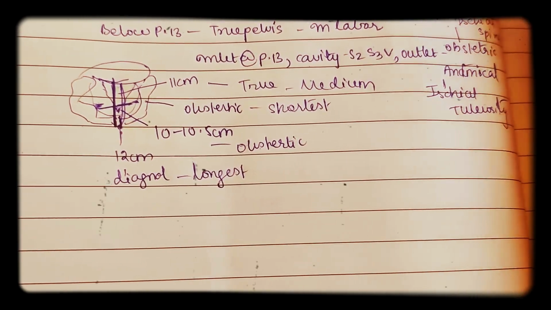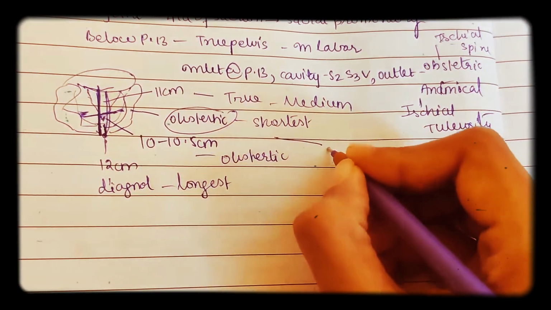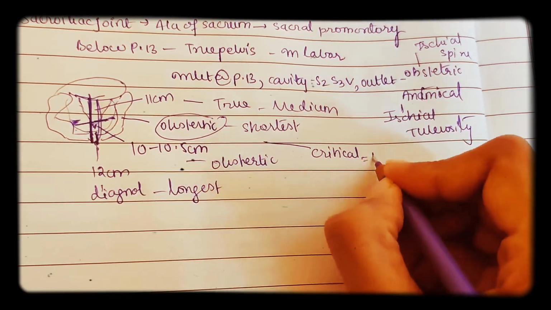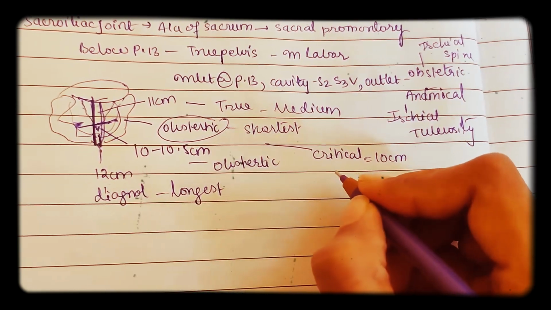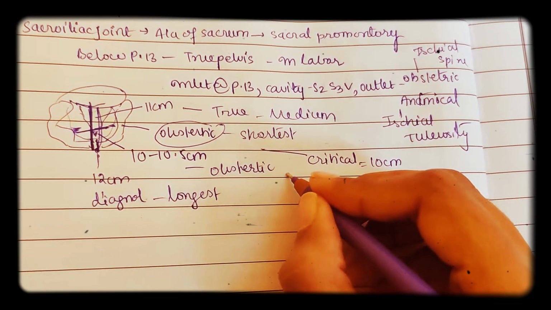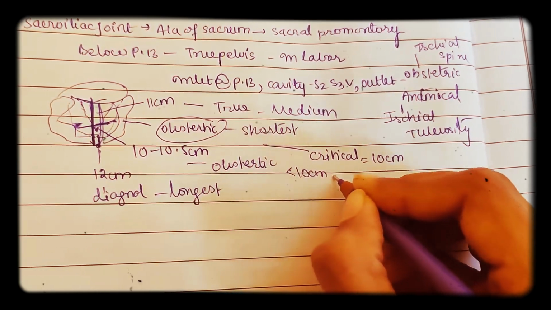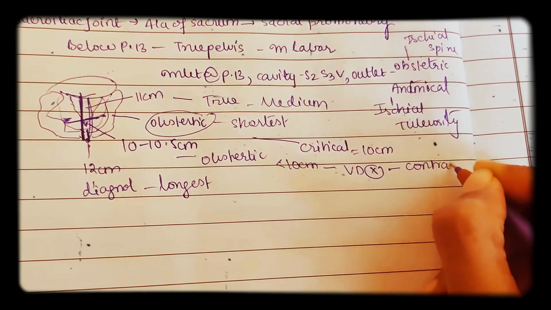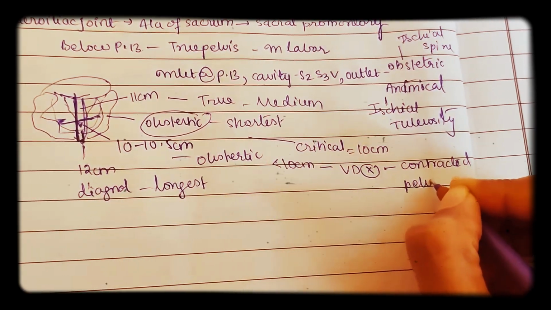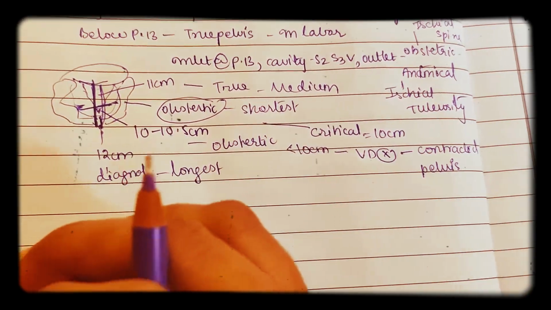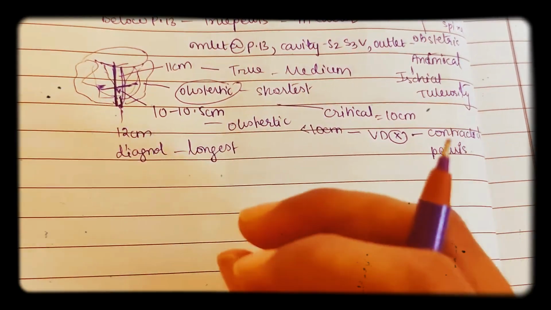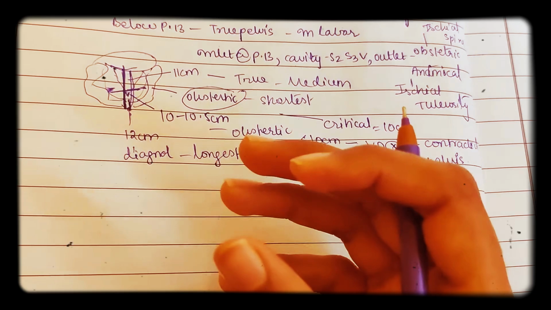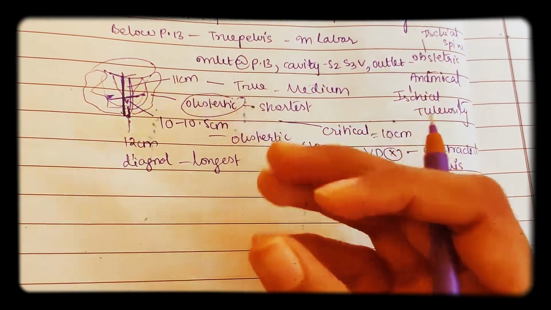So what is a critical obstetric conjugate? Obstetric conjugate is also called the critical conjugate because it is the shortest diameter, about 10 centimeters. If the obstetric conjugate is less than 10 centimeters, then vaginal delivery is not possible, and such a pelvis is called a contracted pelvis. That's why we take the obstetric conjugate as an important parameter, because it is the shortest one. If it is even shorter, then of course vaginal delivery is impossible in this patient. That kind of pelvis is called a contracted pelvis.